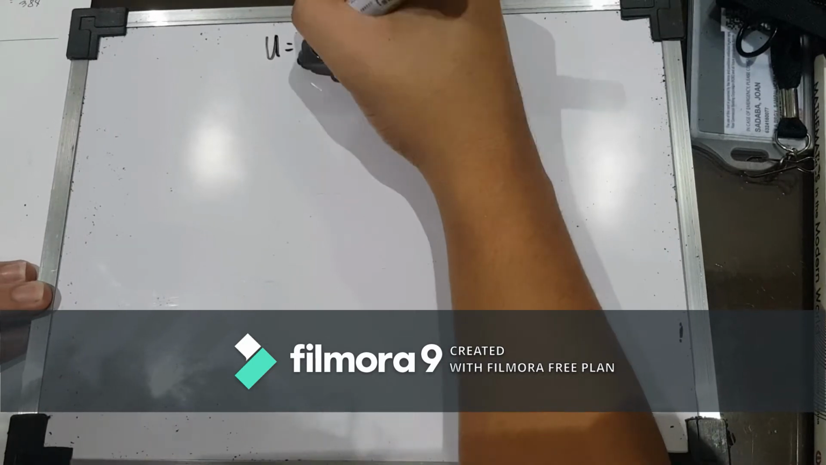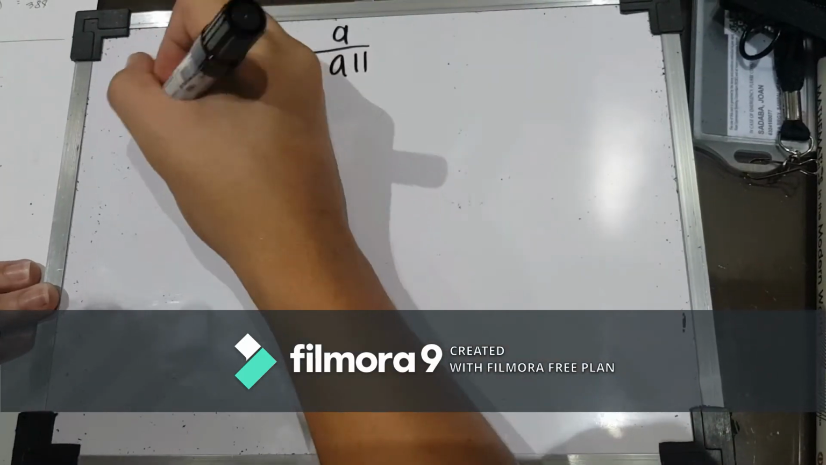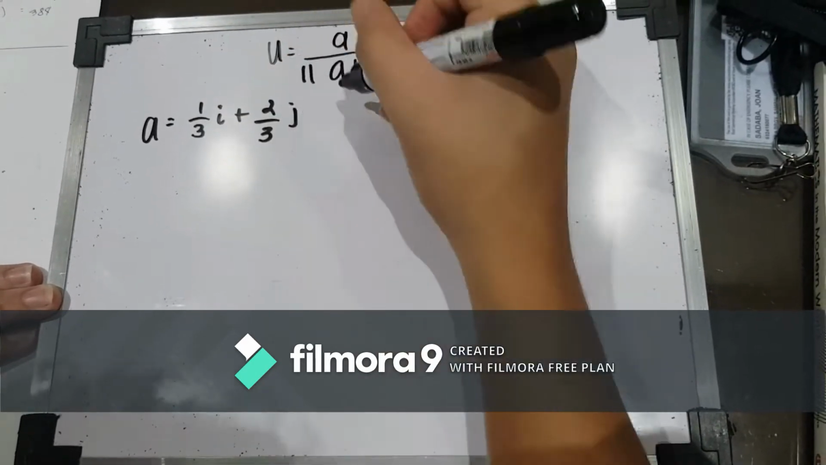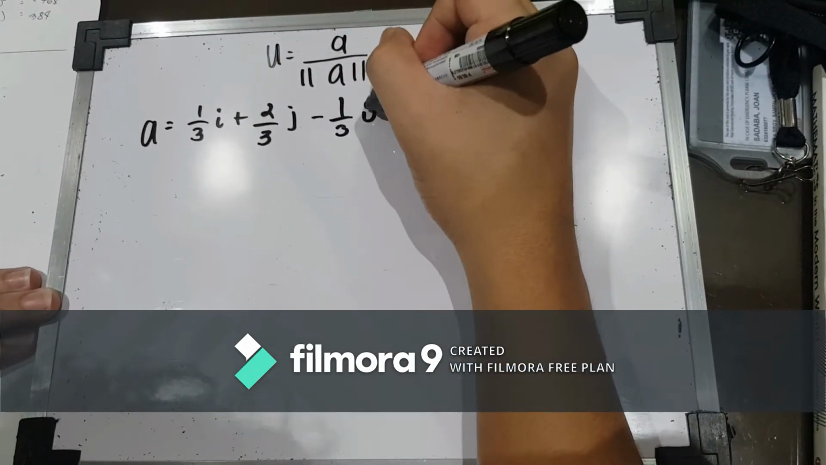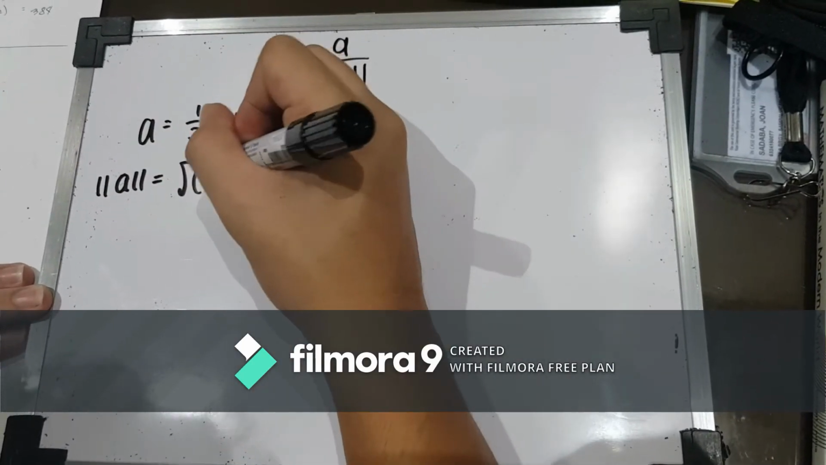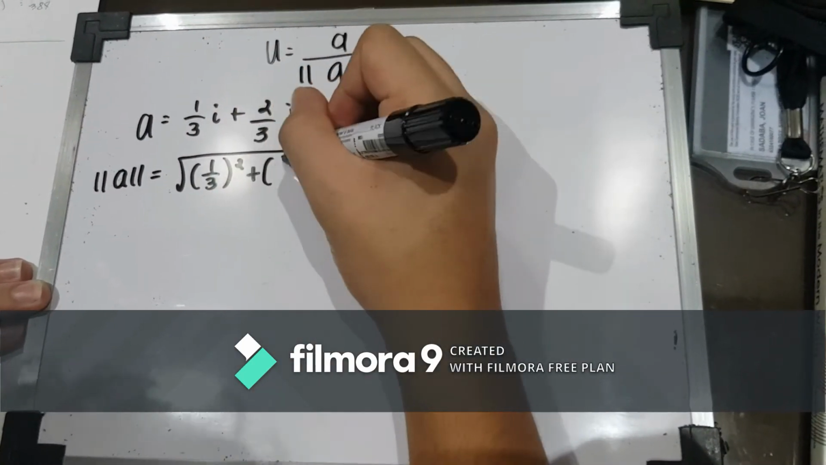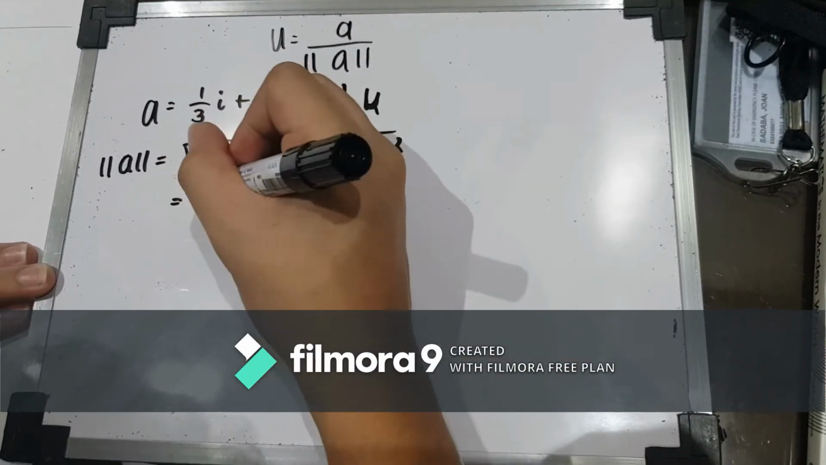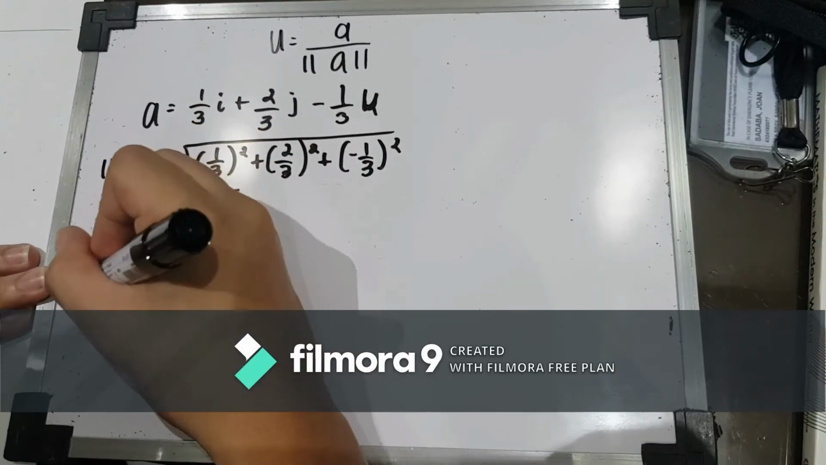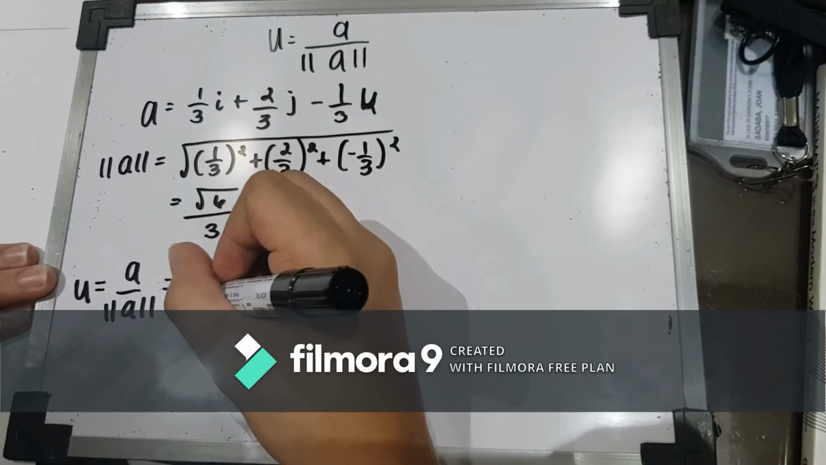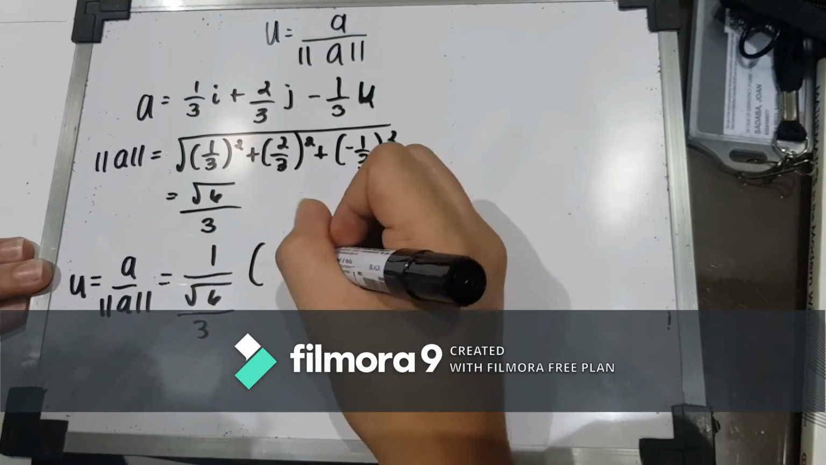Next step is to use the unit vector formula, which is u equals a over the magnitude of a, because we will use this to get the directional derivative. The a will be 1/3 i plus 2/3 j minus 1/3 k. The magnitude of a will be the square root of (1/3) squared plus (2/3) squared plus (-1/3) squared, which equals the square root of 6 over 3.